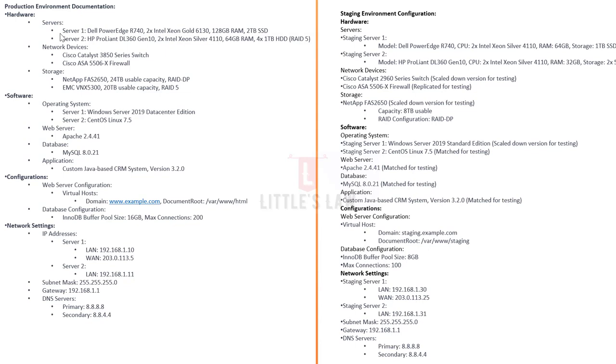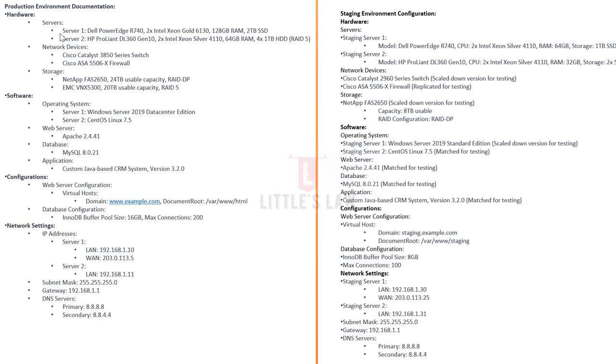So in case you are using two different operating systems, in my example, I'm using the Data Center edition in production, and in the staging, I'm using the Standard edition. And for the Linux OS, I'm just matching the same version. And when it comes to the web server, I'm matching the same version for testing. I'm using Apache 2.4.41 and the same one in the staging as well.